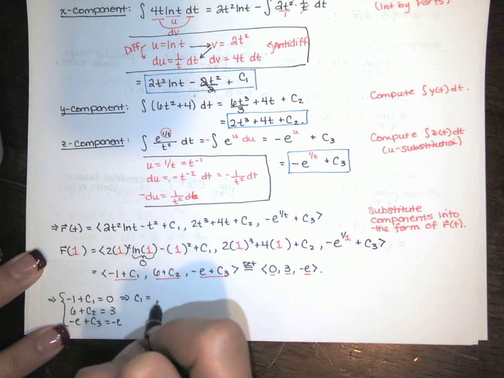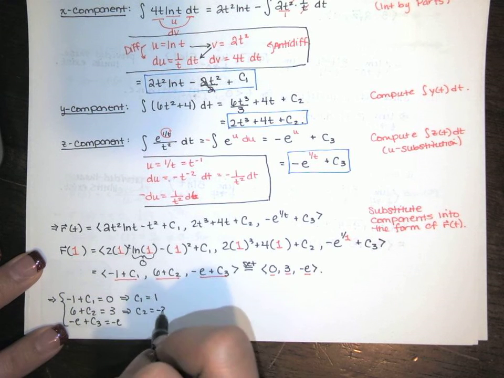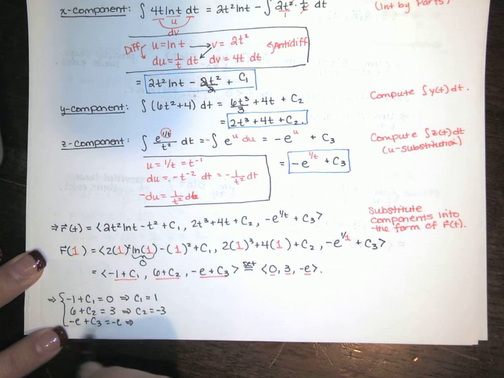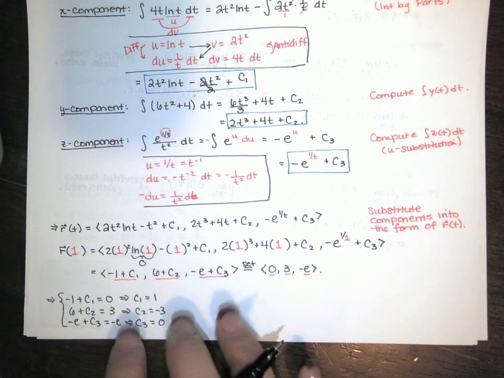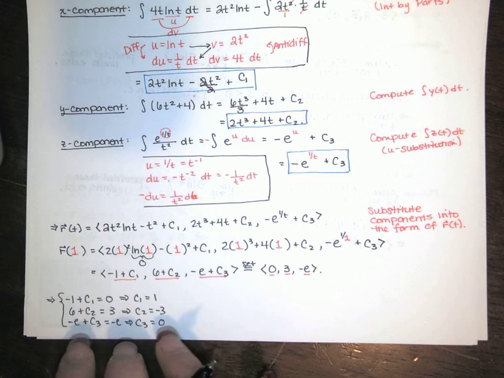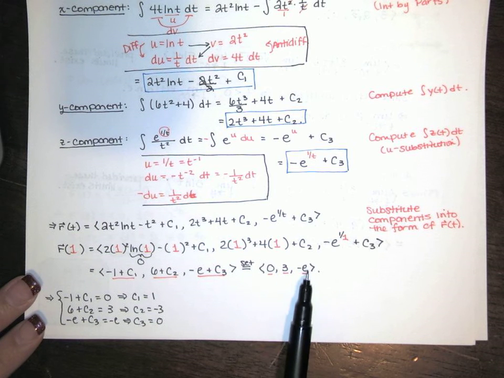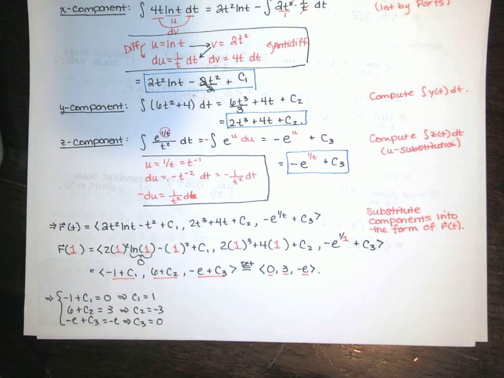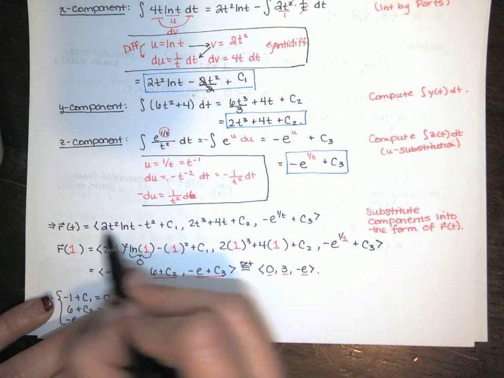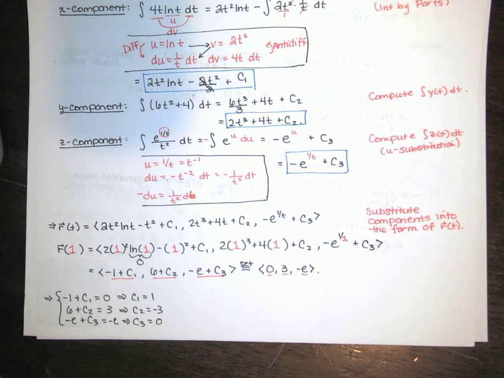So if I solve this for c1, I get 1. If I solve this for c2, I get c2 is 3 minus 6, which is negative 3. And if I add e to both sides here, I get c3 equals 0. So you're not done yet. Once you have used r of 1 to find your c's, by first computing r of 1, setting that result equal to the vector that they gave you, and then solving for the c's, you've got to back substitute. You haven't found the position function yet. The final position function is this function here, where c1 is replaced with 1, c2 is replaced with negative 3, and c3 is replaced with 0.